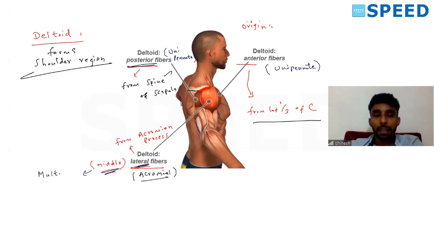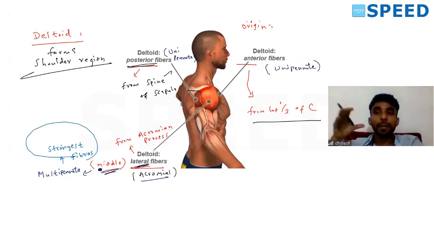Multipinnate. You can remember it as M for M: middle fibers are multipinnate fibers. That means if the question is asked which are the strongest fibers of deltoid, obviously your answer should be middle fibers, because they have a multipinnate arrangement. So the strongest fibers of deltoid will be the multipinnate fibers, nothing but the middle or acromial fibers.